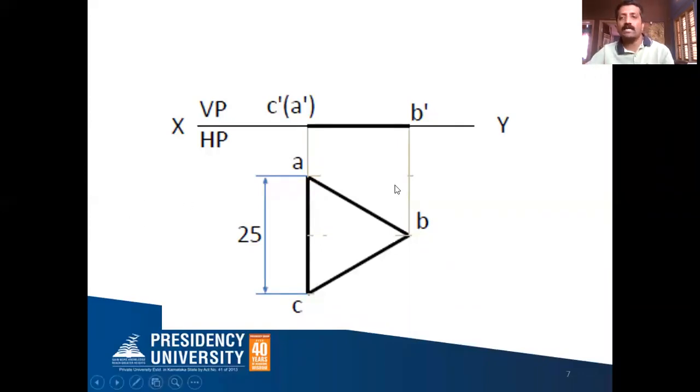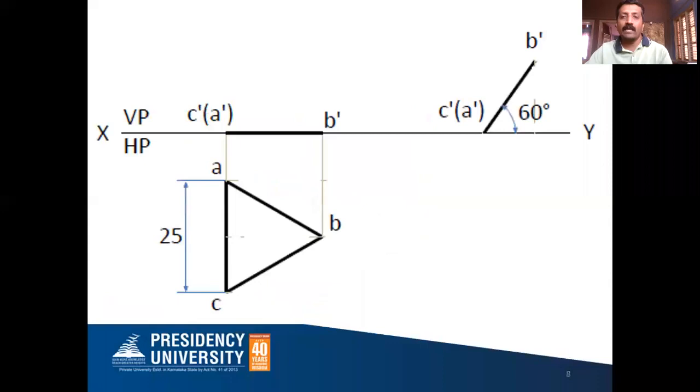What the question says is that the surface of the lamina is inclined at 60 degrees to HP. Surface of the lamina means this one. So this is the surface. This particular surface of the lamina is inclined at 60 degrees to HP, as given.